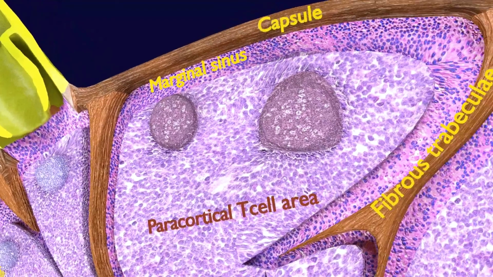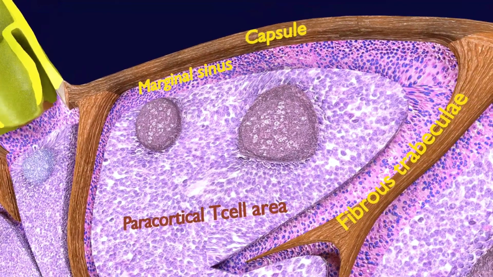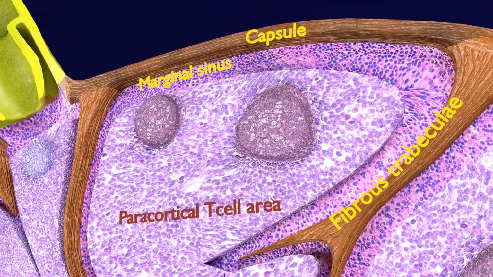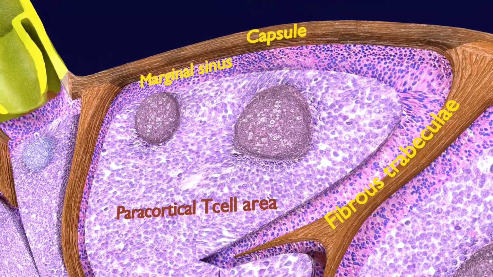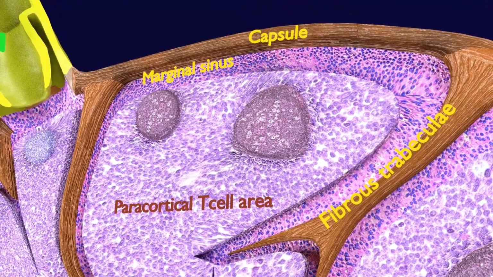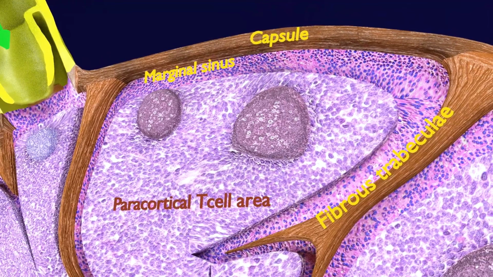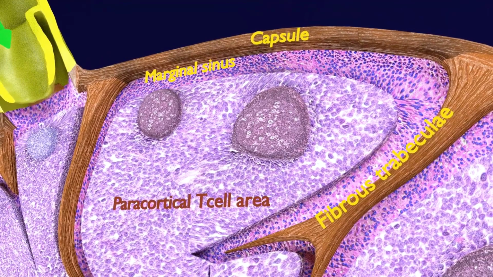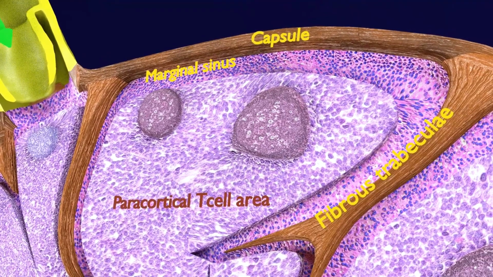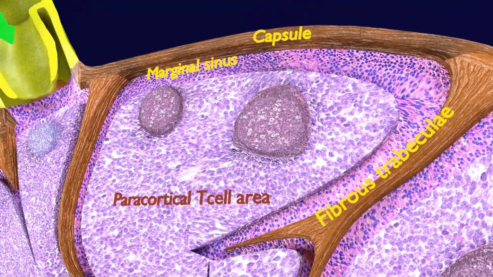The inward extension of capsule, which divide lymph node into different compartments, is known as trabeculae, and the space between capsule and trabeculae is called subcapsular space. The lymph node is broadly categorized into two portions. The outer portion of the lymph node is called as the cortex, and the inner portion is called the medulla.